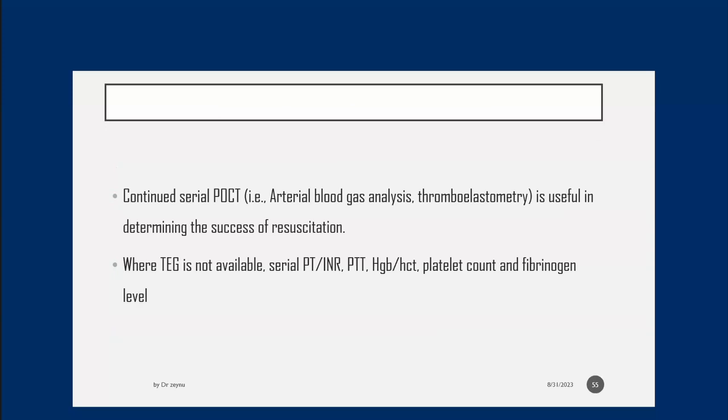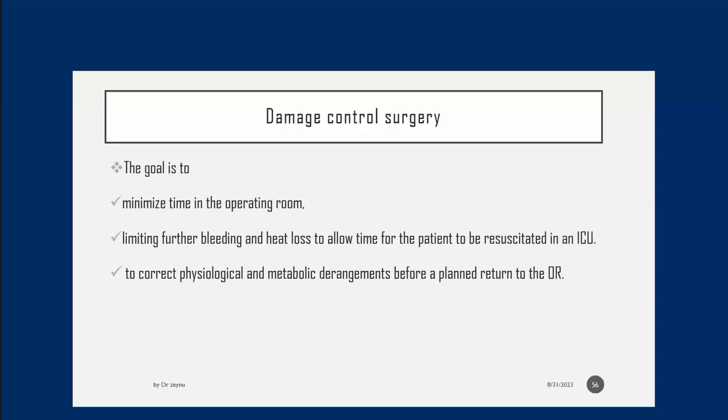So we need to continue with serial point of care coagulation tests. ABG should be done, thromboelastometry if available should be done, and if not, we can do coagulation tests like PT, INR, and PTT. Hemoglobin, hematocrit, and fibrinogen should be determined in phase 3. And the last one is damage control surgery.